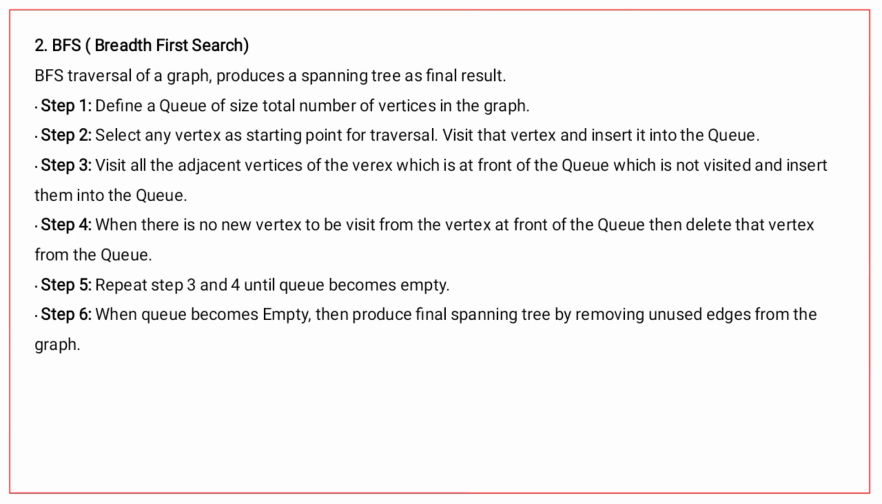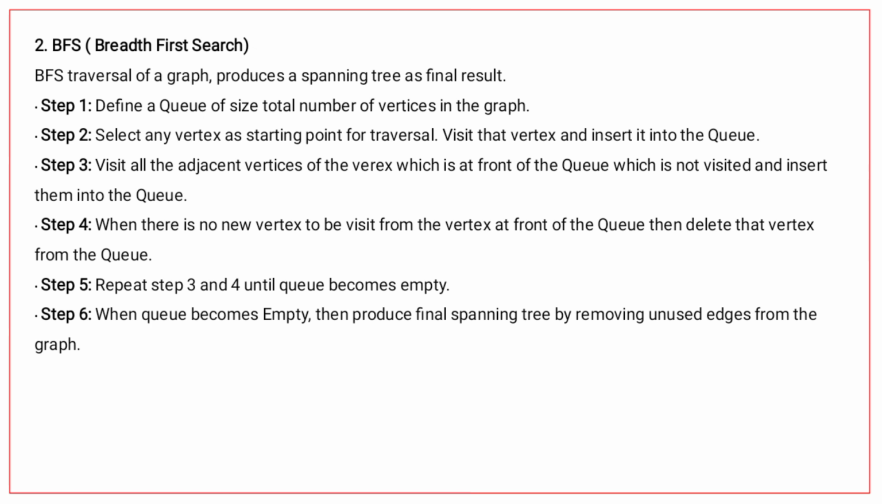Now next is BFS. BFS traversal of a graph produces a spanning tree as final result. A spanning tree is a graph without any loops. We use a queue data structure with a maximum size of the total number of vertices in the graph to implement BFS traversal of a graph. Now use the following steps to implement BFS traversal.